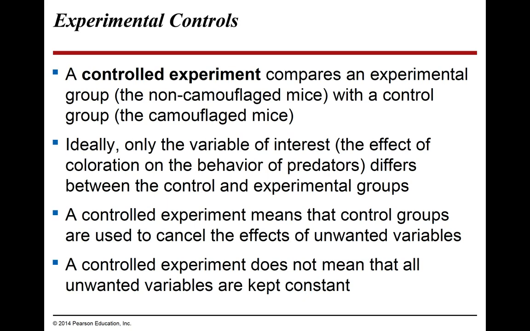You can't be like, I'm going to compare these two completely different things. You're only testing one variable at a time. That's how you have a good experiment. You're testing one variable. In this case, the variable is coloration, whether the color of the mouse is camouflage or not. You're not trying to do like a duck and a mouse. Those are completely two different things. You're trying to keep as many parameters the same as you can. And then you're going to see a difference in outcome, most likely. So a controlled experiment means that control groups are used to cancel the effects of unwanted variables.